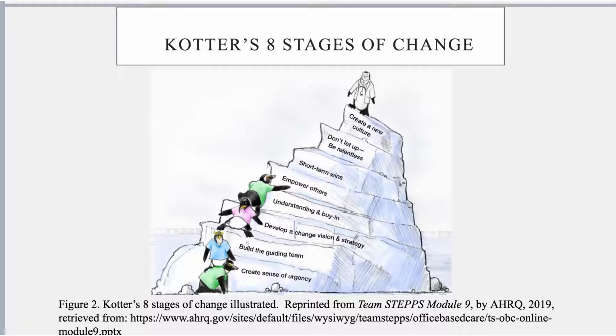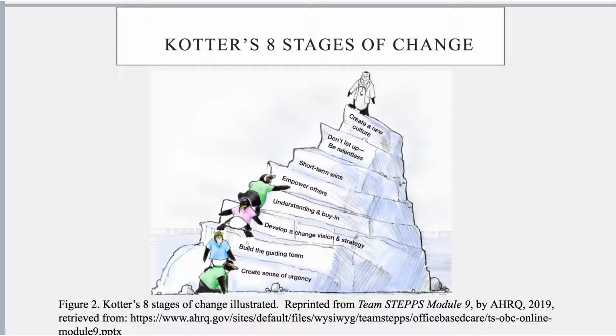Kotter's 8 stages of change are a tool that can be used to help us implement our quality improvement into the primary care clinic. This picture is taken from TeamSTEPPS Module 9, and the stages of change are read from the bottom up. The first stage of change is creating a sense of urgency.